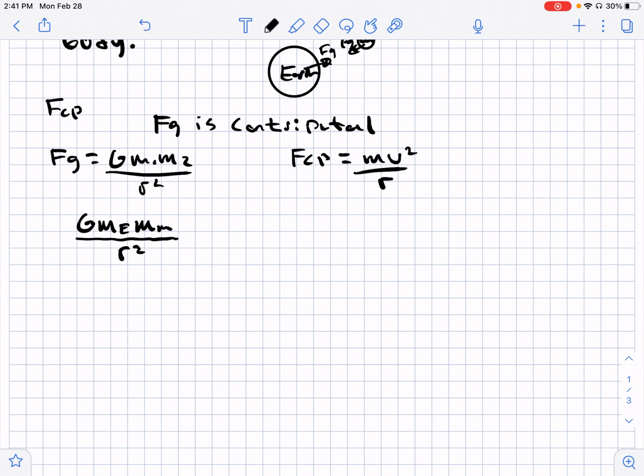And we can set that equal to this mv squared over r, where it's the mass of the moon times the velocity squared divided by r. And what happens is this mass of the moon cancels out, and so does one of your r's. And what I'm left with is gravitational constant times the mass of the earth divided by the distance between them is going to equal the velocity squared. And then we can solve for our velocity by taking the square root on both sides.